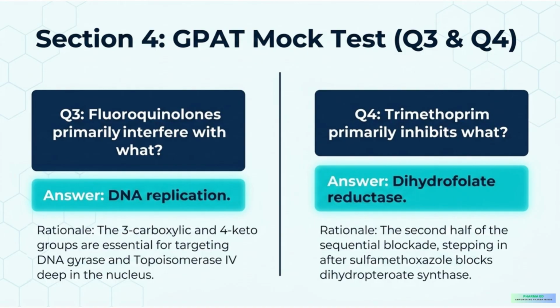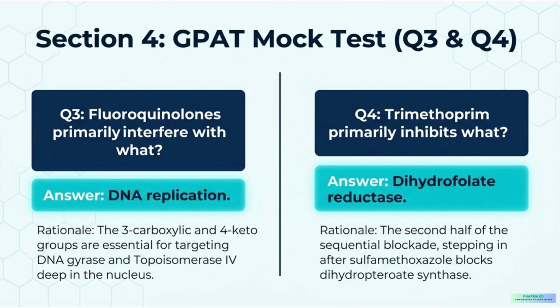Question 3. Fluoroquinolones primarily interfere with what? Think about the quinolone nucleus and where it acts inside the cell. I'll give you a hint. It happens deep in the nucleus of the bacteria. 3, 2, 1. The answer is B, DNA replication. Those 3-carboxylic and 4-keto groups on fluoroquinolones are absolutely essential for targeting DNA gyrase and topoisomerase IV.